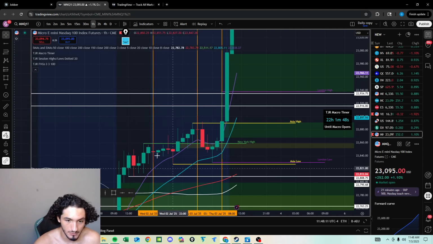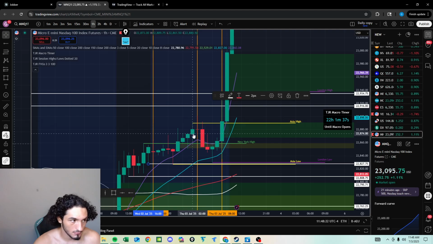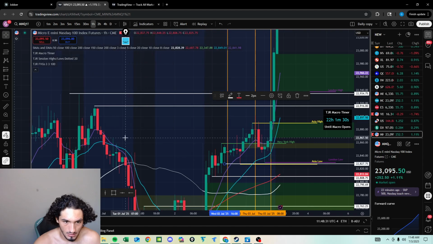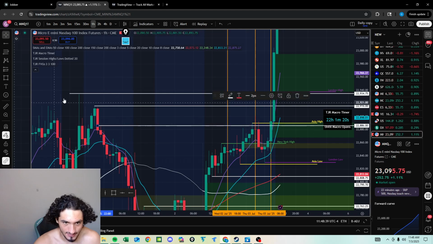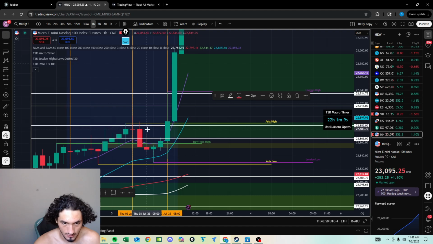This was a previous session manipulation that happened in Asia session that took out these hourly lows, which led to a reversal. Okay, I got it now. This is an hourly high. This could be an hourly high. So we get previous session manipulation in Asia. That leads to a new session reversal.